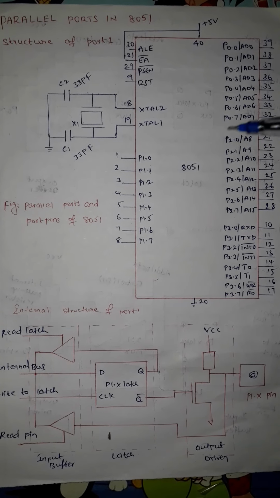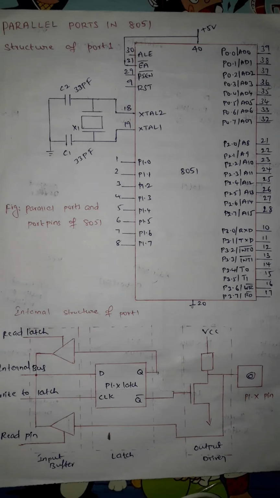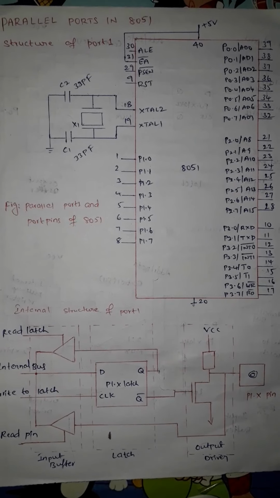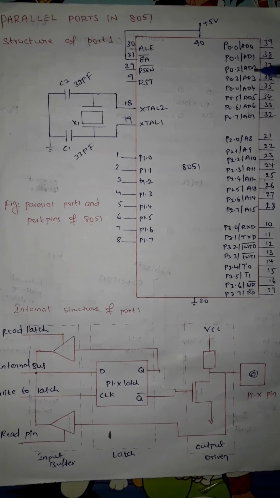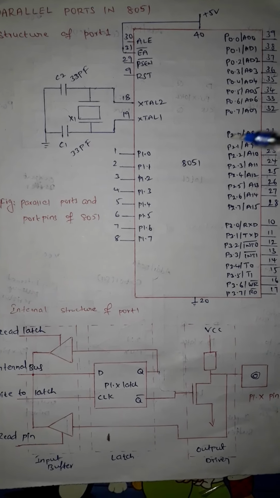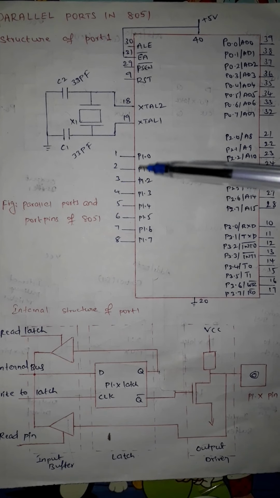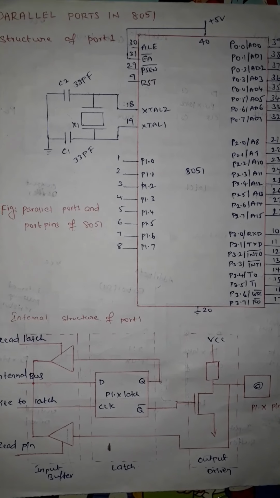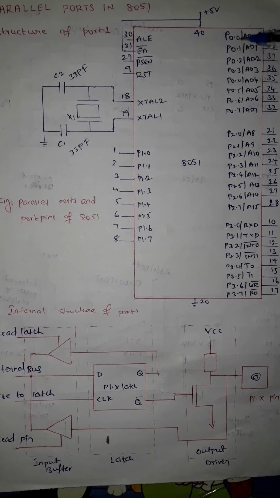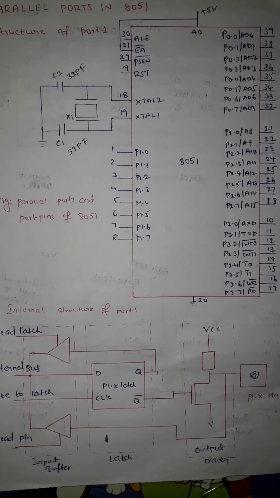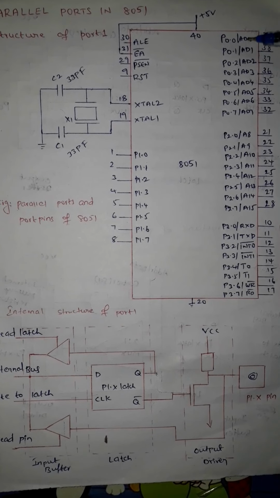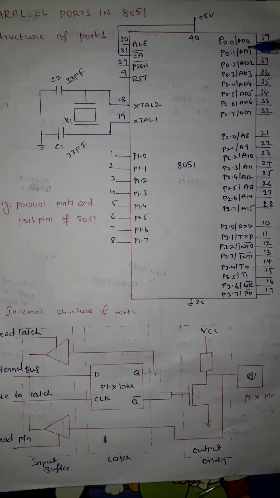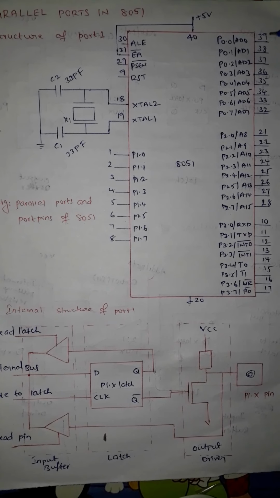You can see that port 1 is very clear. That means it doesn't have any other function except that it acts as an IO port, whereas the other ports have multiple functions. Port 1 acts only as an IO port, whereas port 0 acts as an IO port and also has other functions, that is, the address-data multiplexed AD0 to AD7 pins.